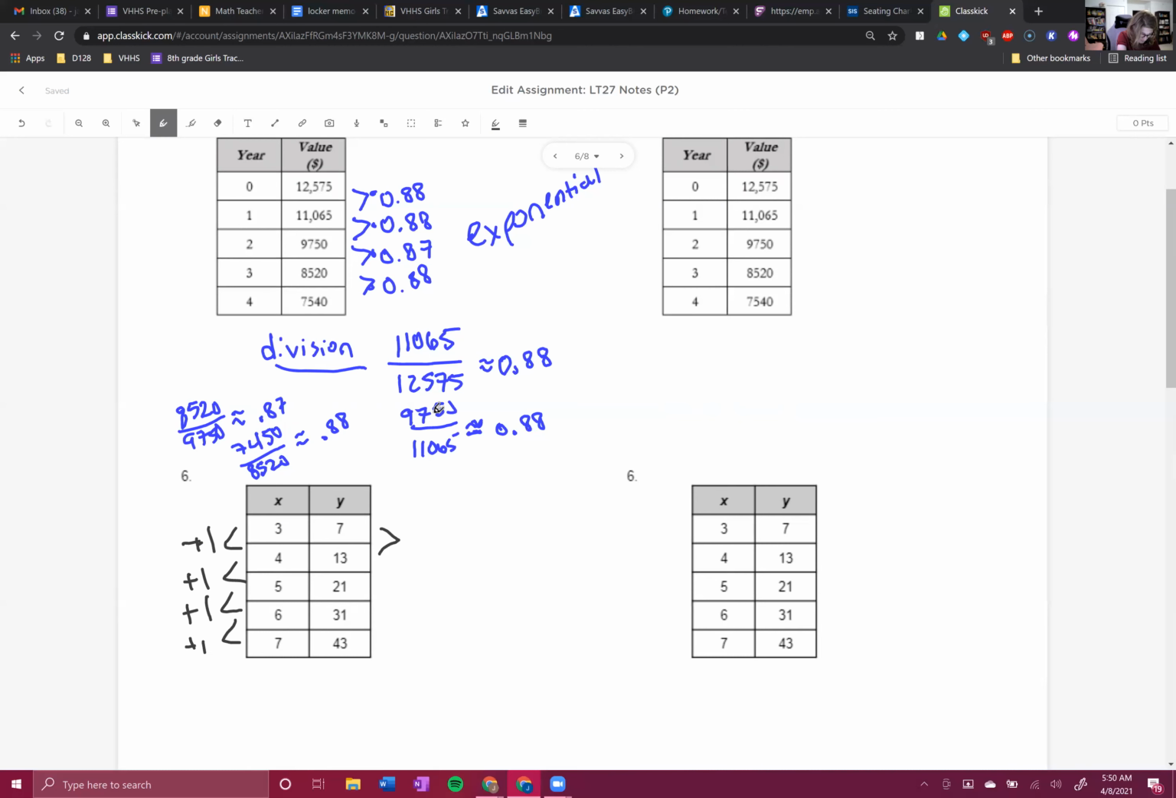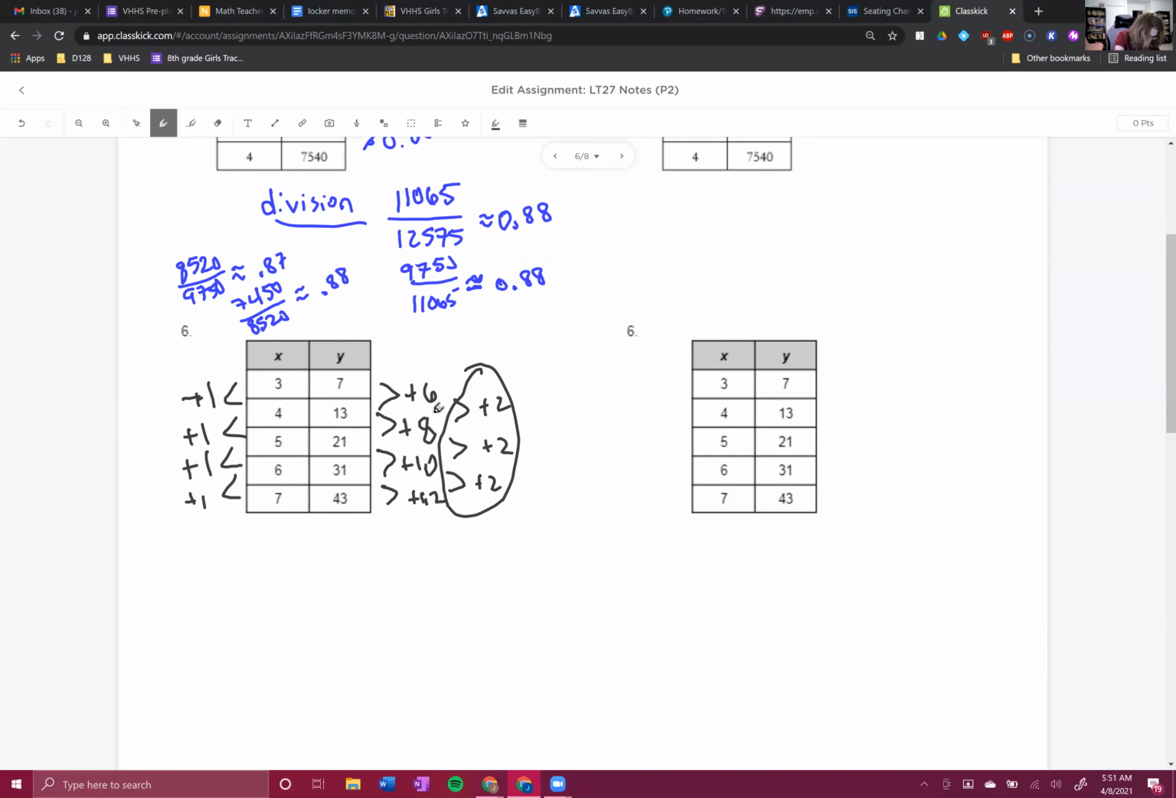7 to 13. 13 is 6 bigger than 7. 21 is 8 bigger than 13. 31 is 10 bigger than 21. 43 is 12 bigger than 31. It's not linear. Those are not the same. But you might notice that 8 is 2 bigger than 6. 10 is 2 bigger than 8. 12 is 2 bigger than 10. Our second difference is the same. So this would be a quadratic relationship. Quadratic.